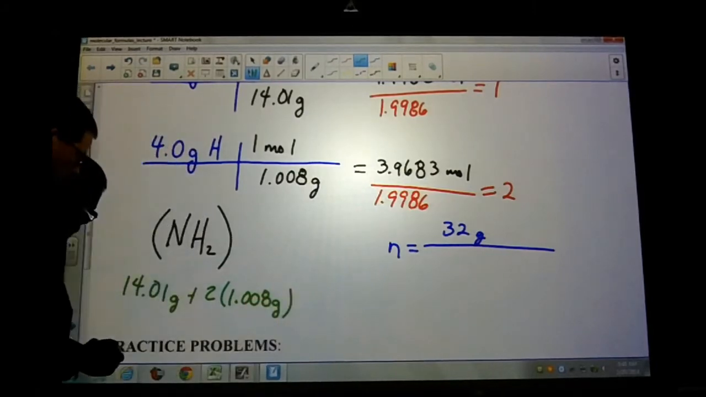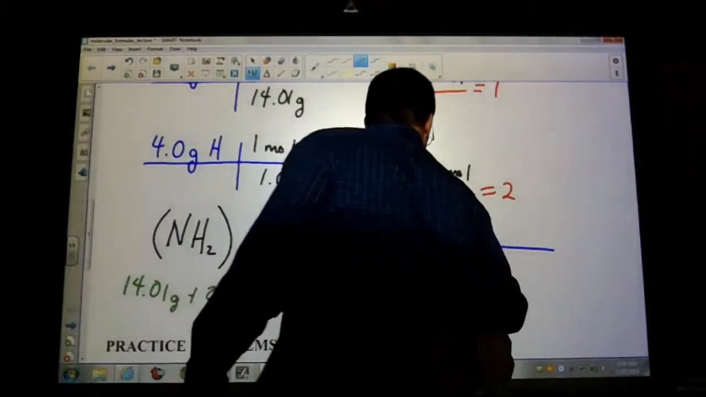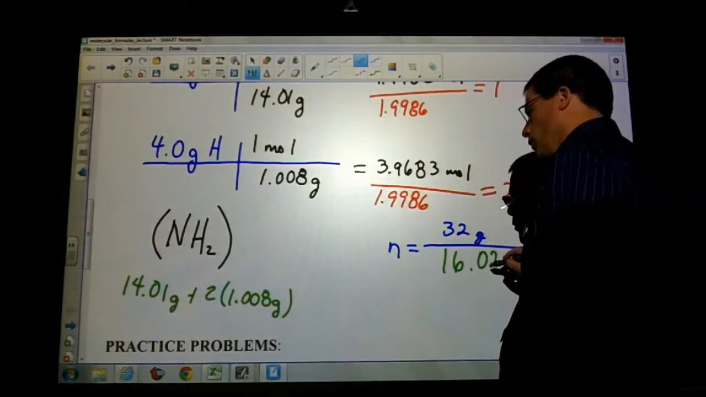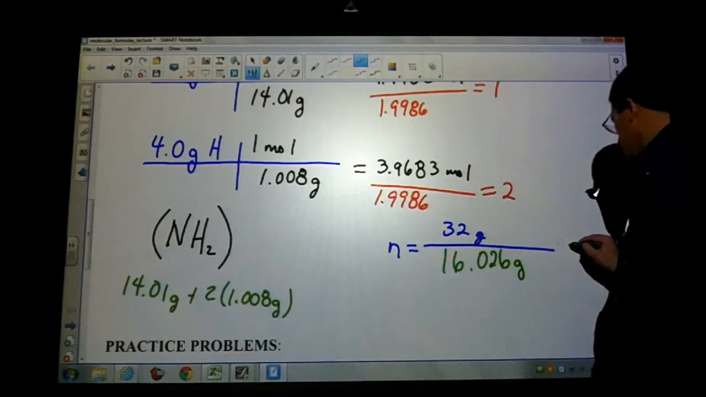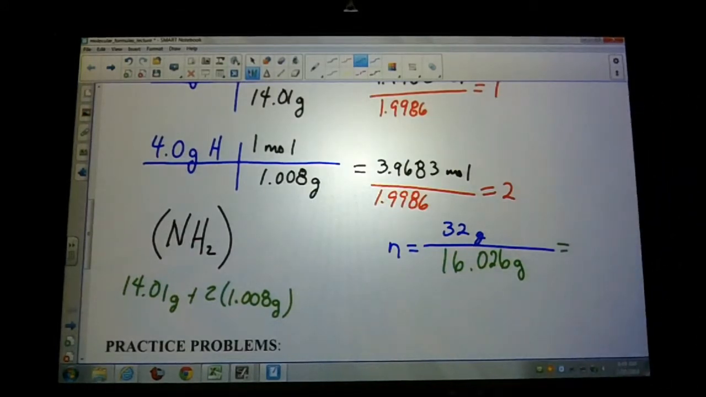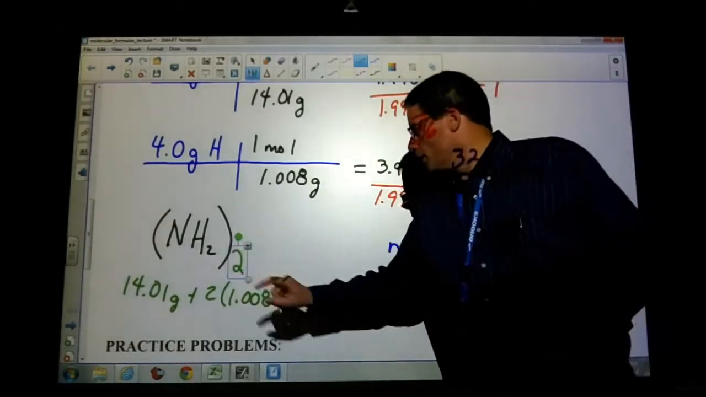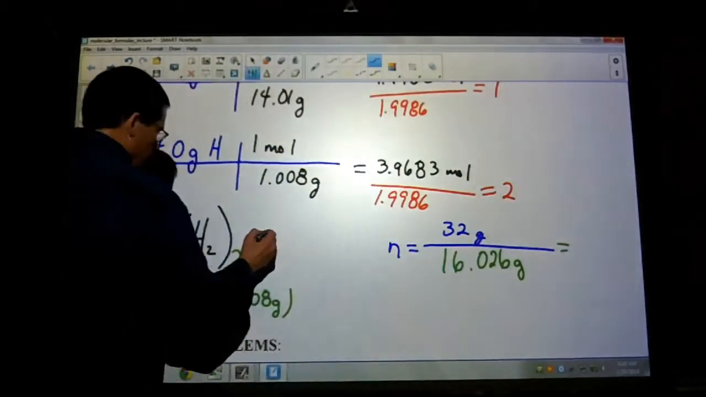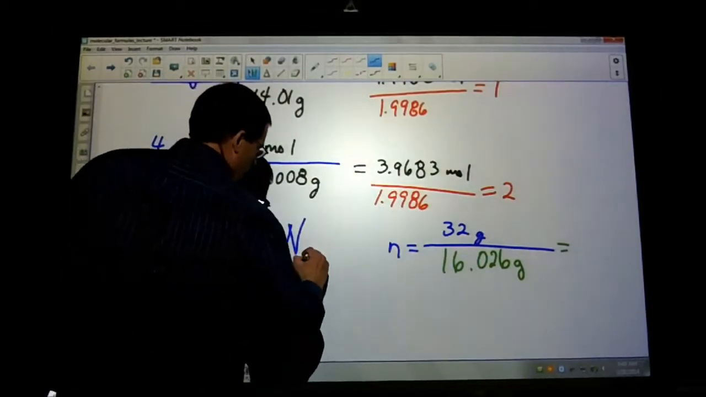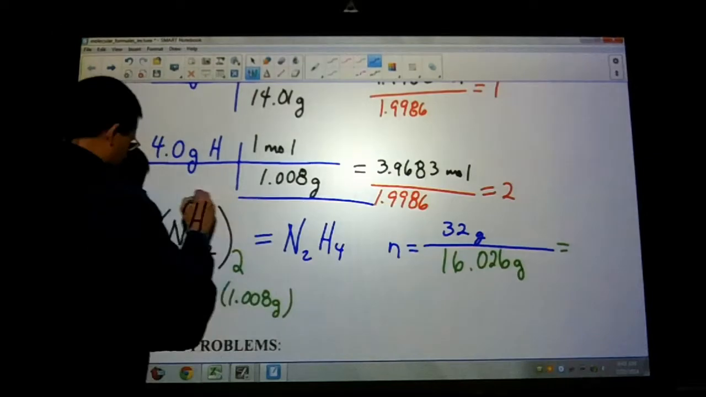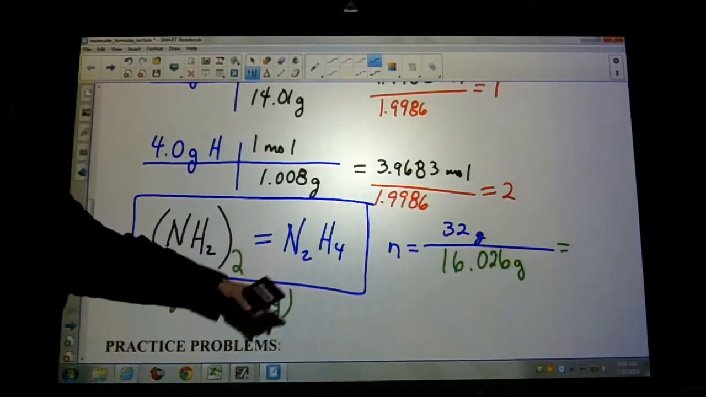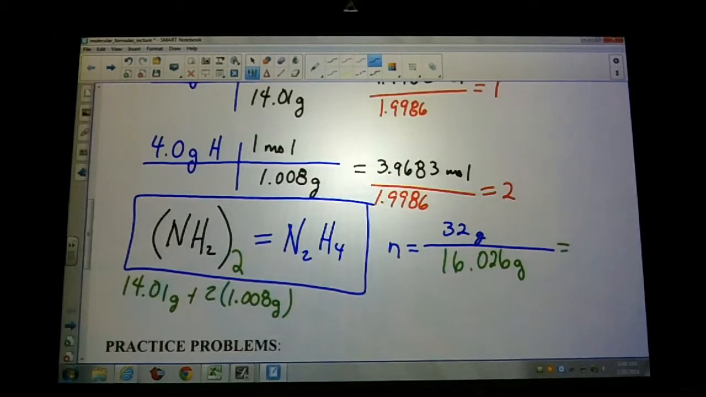And that's like 16.02, and that's very close to what? 2. So we can say, okay, well, there's our multiplier right there. So what's the empirical formula? Or I'm sorry, the molecular formula. N2H4. Look at that. Okay, so we found the empirical formula, and there's the molecular formula. Isn't that awesome?